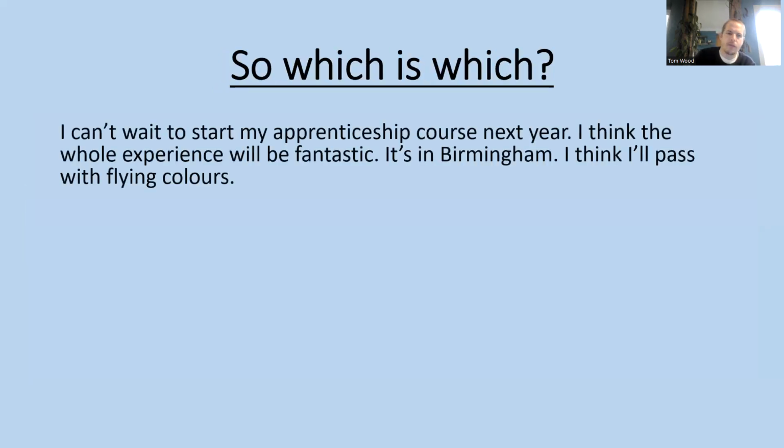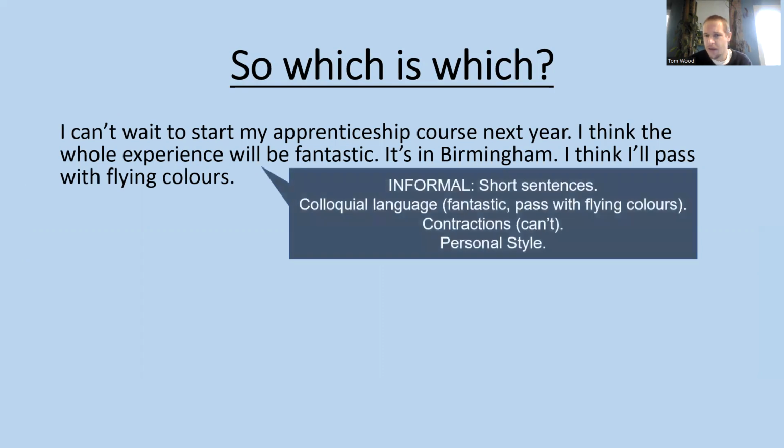So which is which then? I can't wait to start my apprenticeship course next year. I think the whole experience will be fantastic. It's in Birmingham. I think I'll pass with flying colours. So this is going to be an example of an informal piece. And we can tell this because it's got some short sentences in there, like, I think the whole experience will be fantastic. It's in Birmingham. I think I'll pass with flying colours.